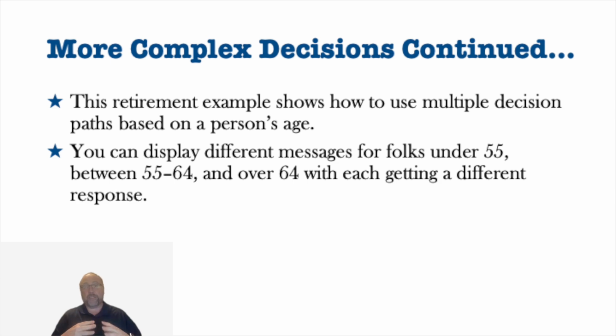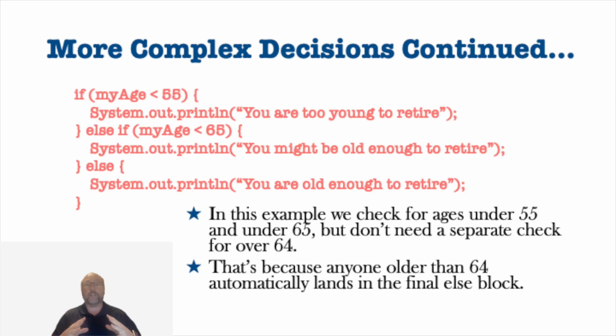So we've been using this retirement example, and let's use it with this complex decision. Let's say we want to show a different message if you're under 55, if you're between 55 and 64, and if you're over 64. All 3 different messages. Well, the code would look something like this.